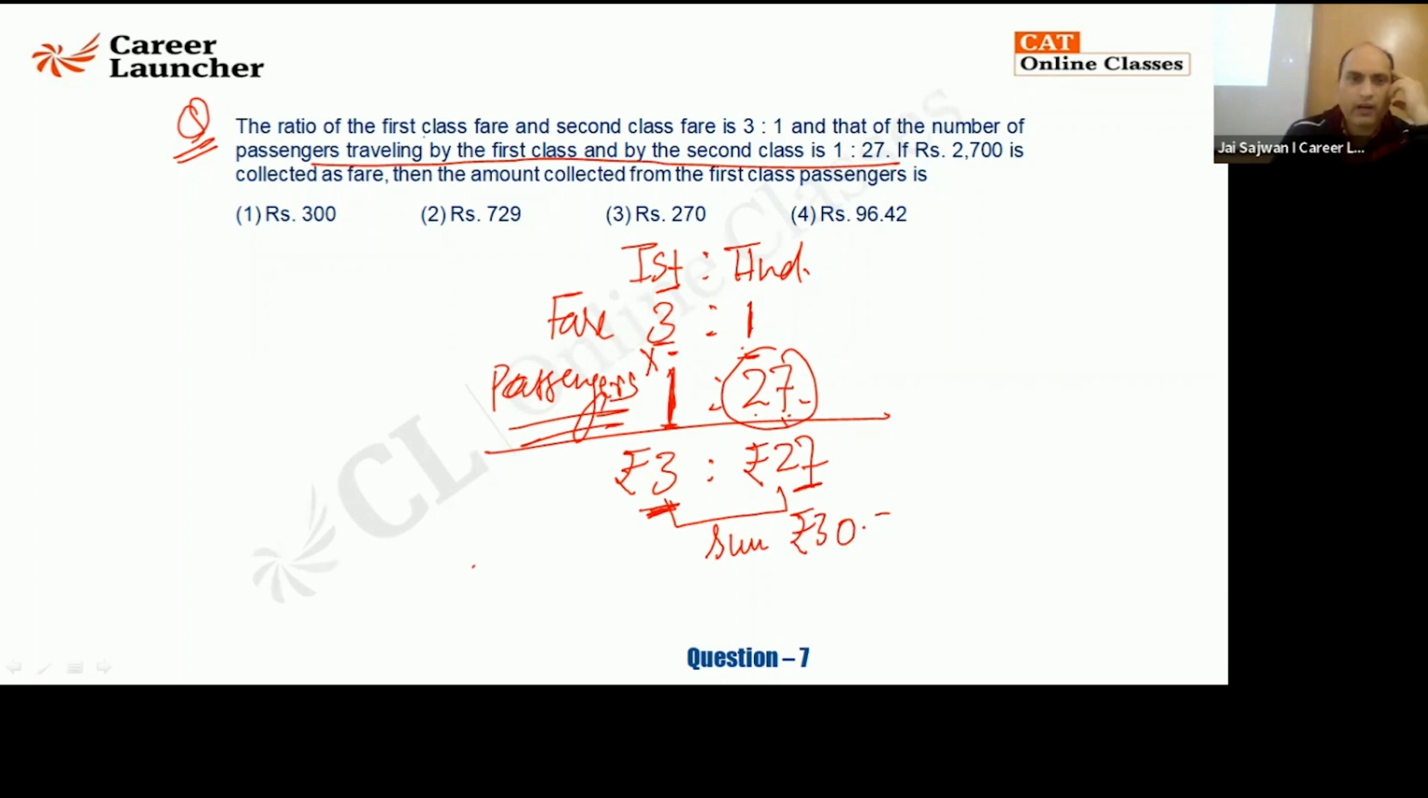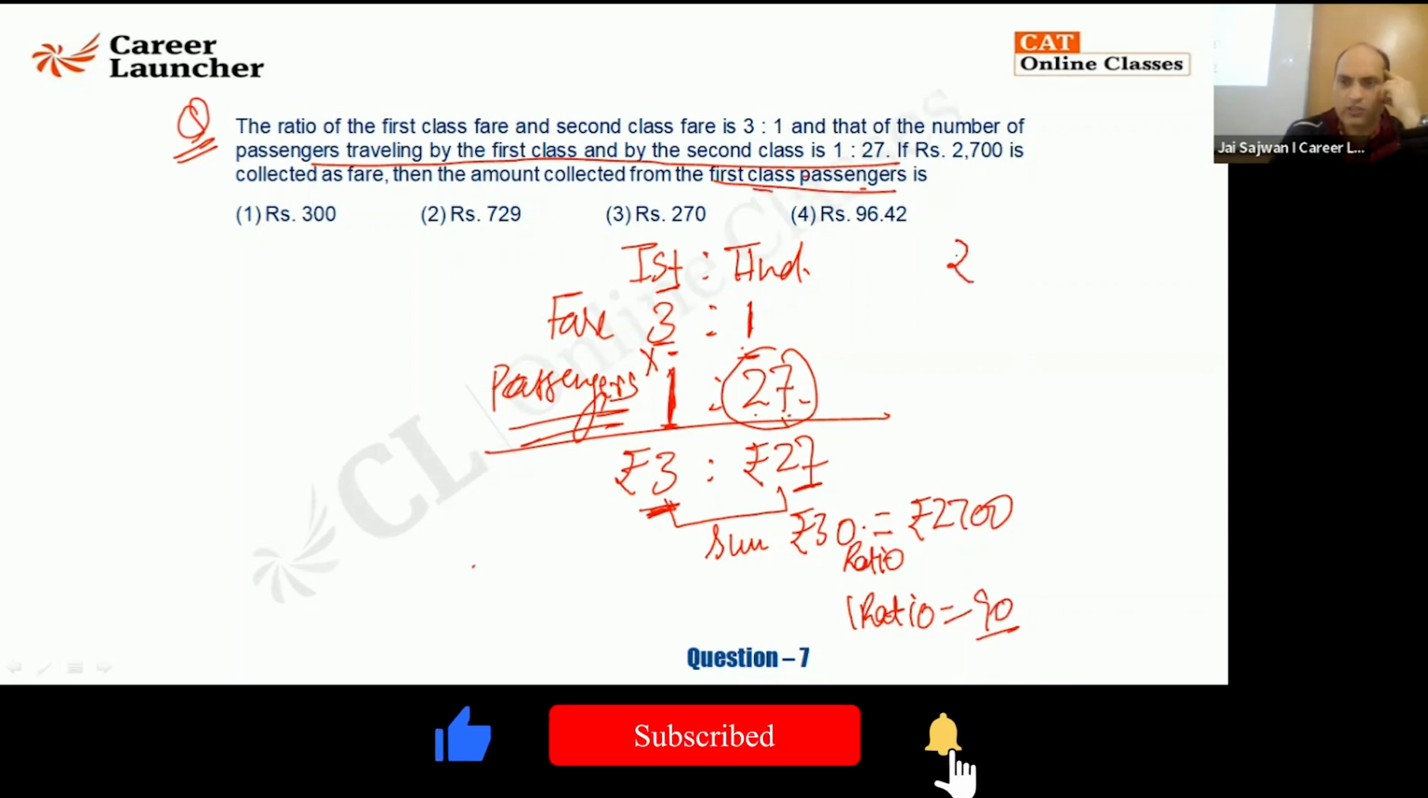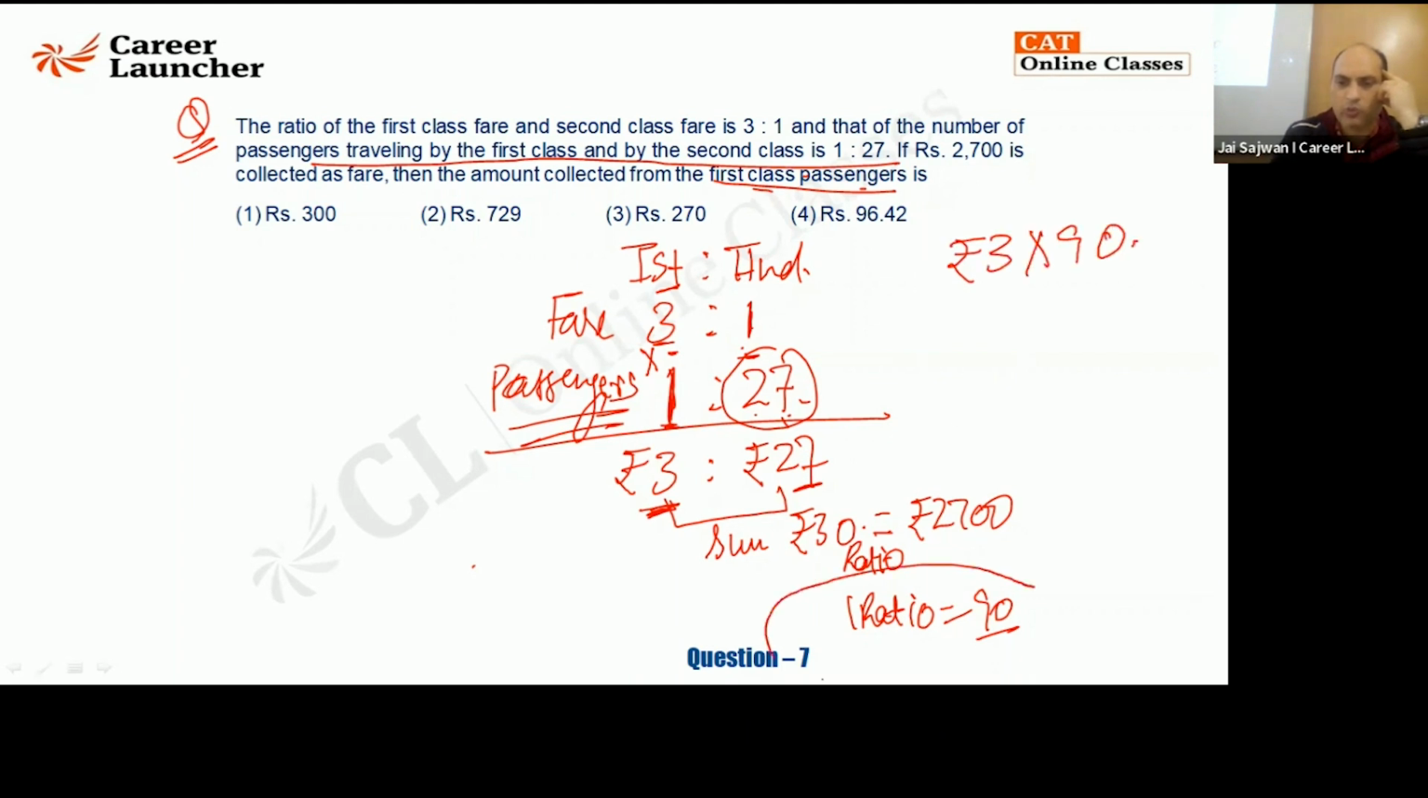Fine. If 2700 is collected as a fare, that is 2700 rupees. So you can understand this is ratio. This is 30 rupee ratio. So one ratio will come out to be 90 rupees. So what is the amount collected from the first class passenger? Can I say it is 3 rupee amount into 90, which I need to multiply because one ratio is equal to 90? That comes out to be 270 rupees. So yes, that answer is coming out to be correct. The third one will be the correct answer.